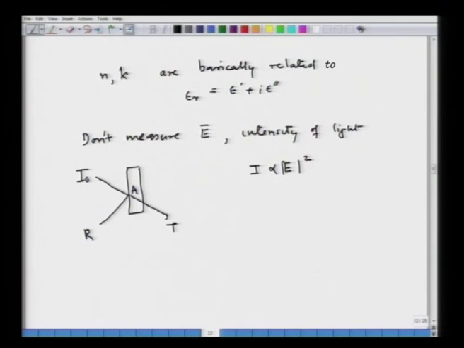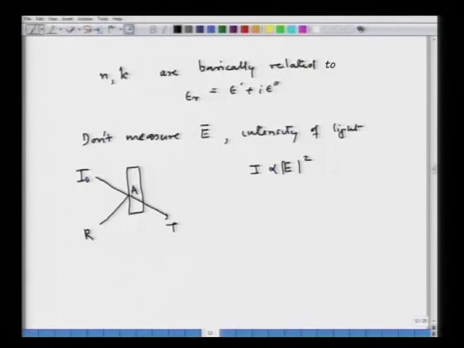So, all the measurements that we do are actually done not on E, but on intensity. The detectors that we have, the source we have, we use the intensity. Intensity in terms of the dual nature of light is basically the number of particles per centimeter square per second, the number of photons that are emitted, and this is what we are going to measure. So, when we measure intensity, we are going to measure properties like R, T and A.